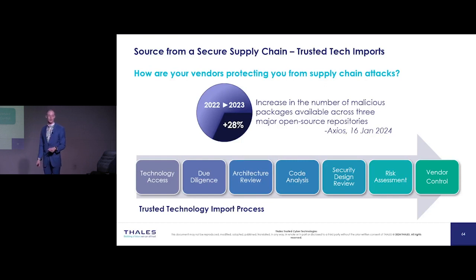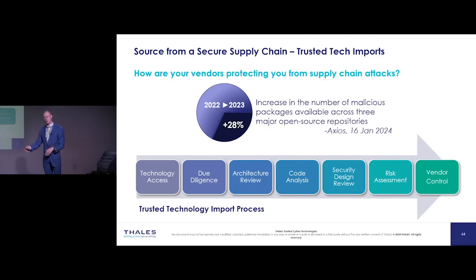And other open source reporting is showing that nation state actors and criminal organizations are increasingly relying on supply chain attacks as the vector of attack into networks. So it's imperative that you understand what your vendors are doing for you to protect you from supply chain attacks.